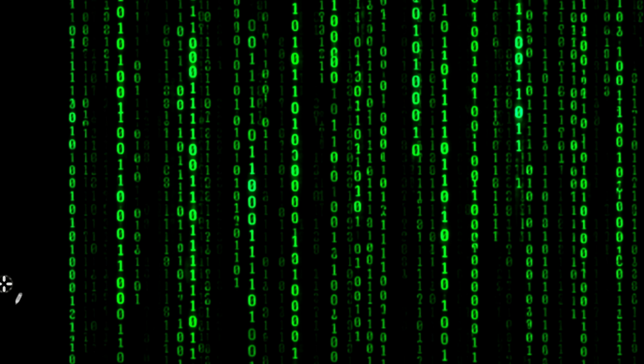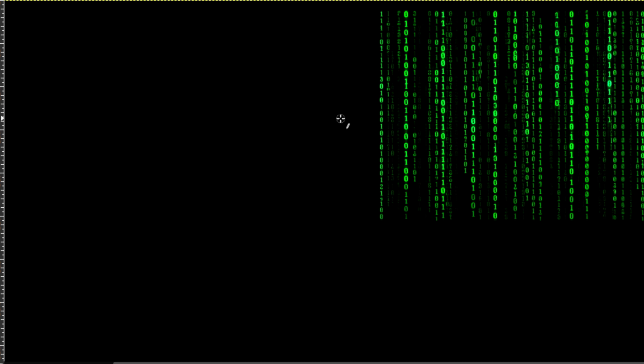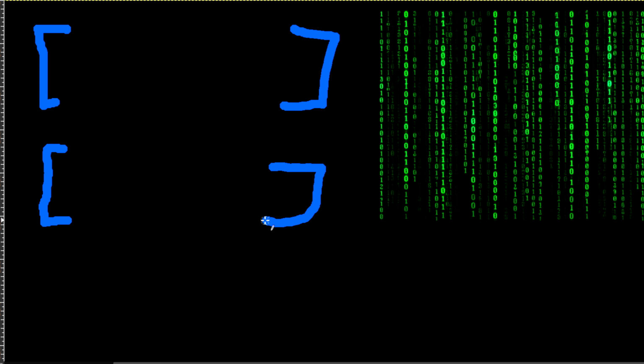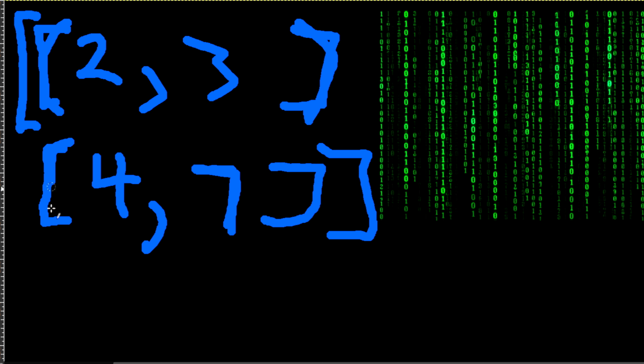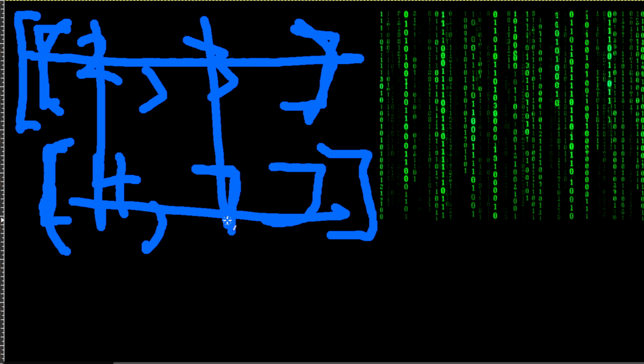What is a matrix and how does matrix multiplication work? You may be familiar with the movie The Matrix. A matrix is a row and another row, etc. of data. If I have a list of numbers like 2, 3 and 4, 7, then this is a matrix because it has these rows, and they're contained inside these brackets. So that's a matrix with 2 rows and 2 columns.